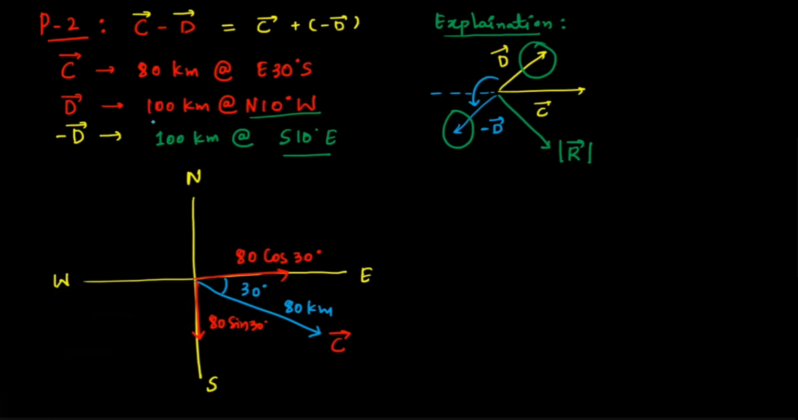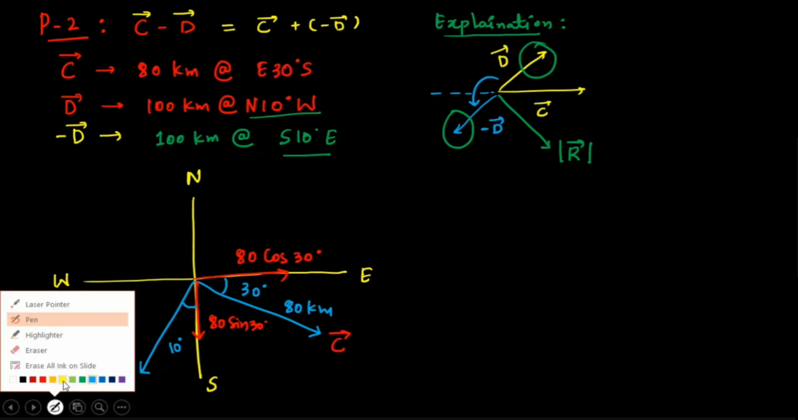Similarly, if we draw the other vector, that is minus d, it is south 10 degrees of east. So how is it supposed to be drawn? It is supposed to be drawn this way. That vector must lie along this line and this is going to be the angle, 10 degrees. So this is vector minus d. I will write it as minus d.